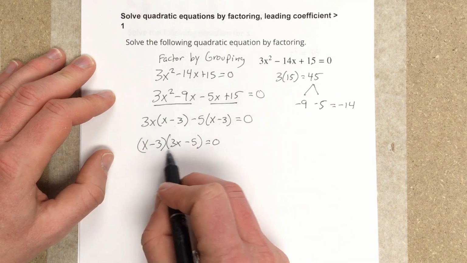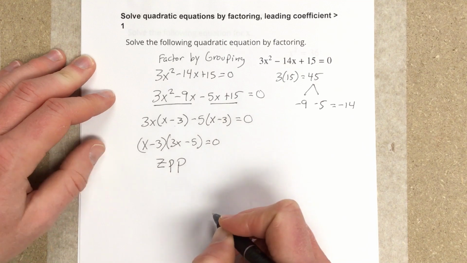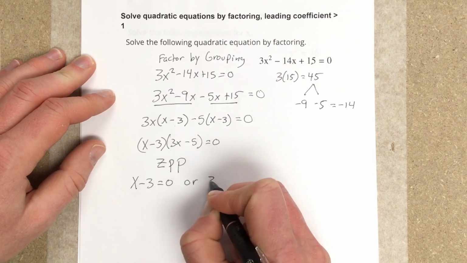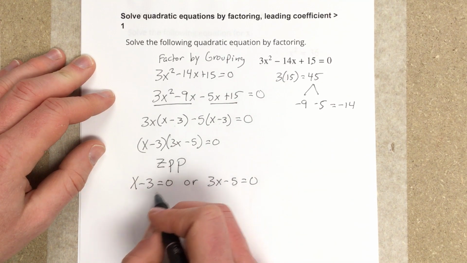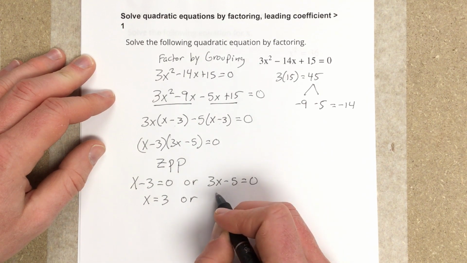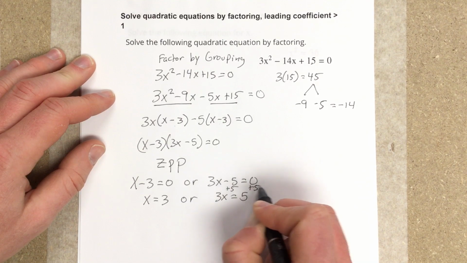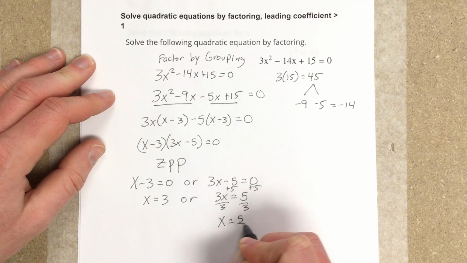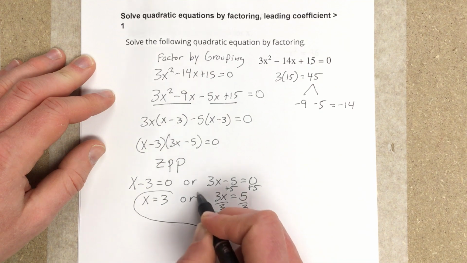I have two binomials being multiplied and they equal 0. So now we'll use the zero product property. And we can say x minus 3 is equal to 0, or 3x minus 5 is equal to 0. Add the 3 to the other side, I get x equal to 3, or add 5, I get 3x is equal to 5 when I add it to the other side. Divide by 3 on each side, I get x is equal to 5/3. So my two possible solutions here are x equals 3 and x equals 5/3.